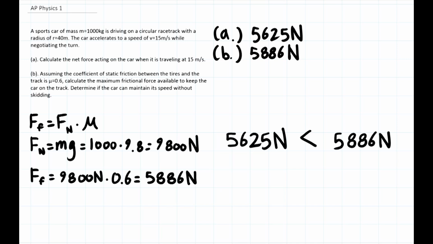It's also important to note that what's actually causing the centripetal force in this scenario is friction, because the centripetal force is caused by the tires rubbing against the road, which will push the car inwards.